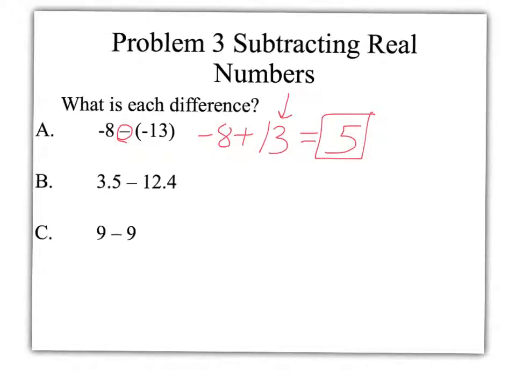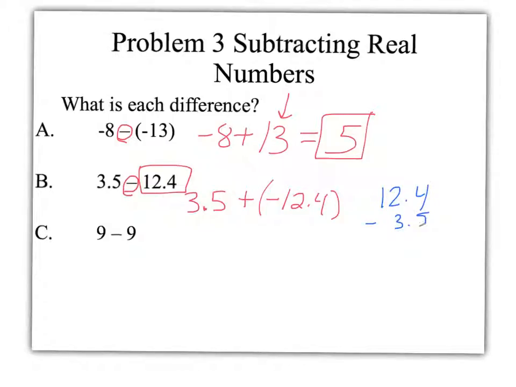Okay, 3.5 minus, so that's our cue to add. Now, this was the minus. The number is 12.4, so we want to add negative 12.4. So the signs are different, so we want to subtract 12.4 minus 3.5. Of course, every problem you have to borrow. That's going to be 9, and that's going to be 8. 8.9, and the bigger number was 12.4. It had a negative on it, so our answer is negative 8.9.